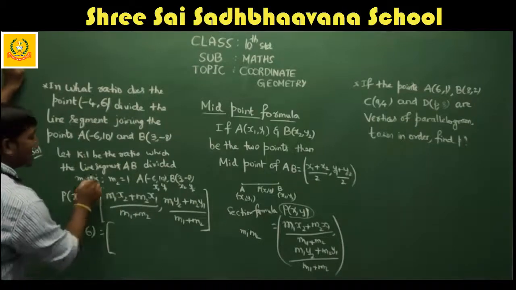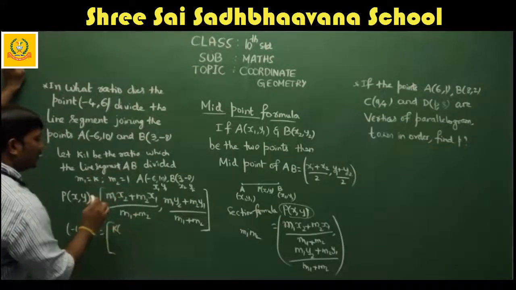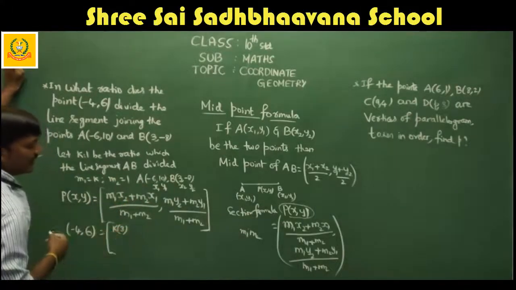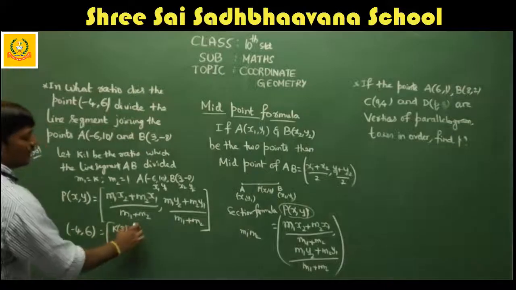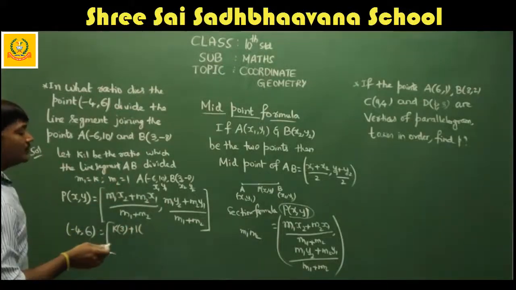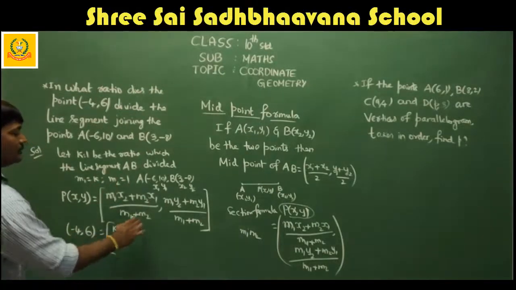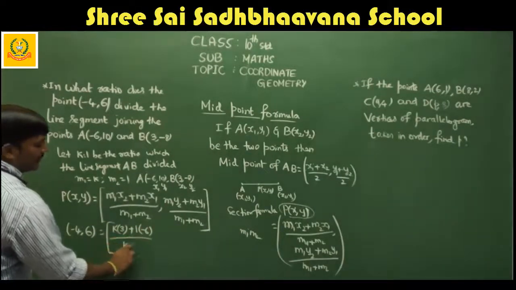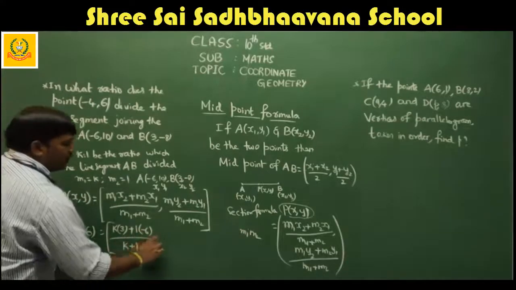M1 is what here? K. So K into what is the x2 value? X2 value is 3. So K into 3 plus what is M2 value? Which is 1. And what is the x1 value? Minus 6. Correct? Divided by M1 plus M2, which is K plus 1.